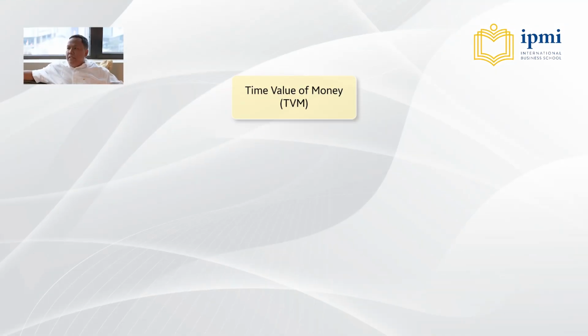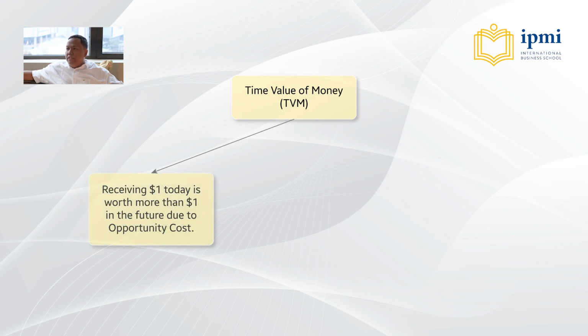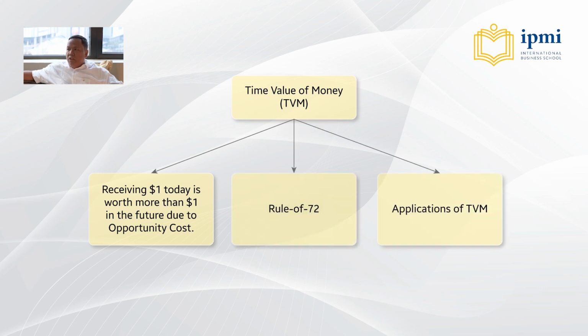Time value of money, or TVM, is also one of the materials mentioned in this video. The concept of TVM is that the value of money yesterday, today, and tomorrow is different. If we receive $1 today, it is worth more than $1 in the future due to opportunity cost. We also have the rule of 72 and the application of TVM.